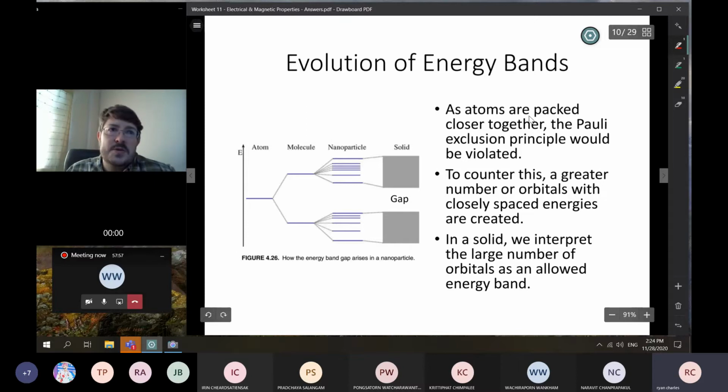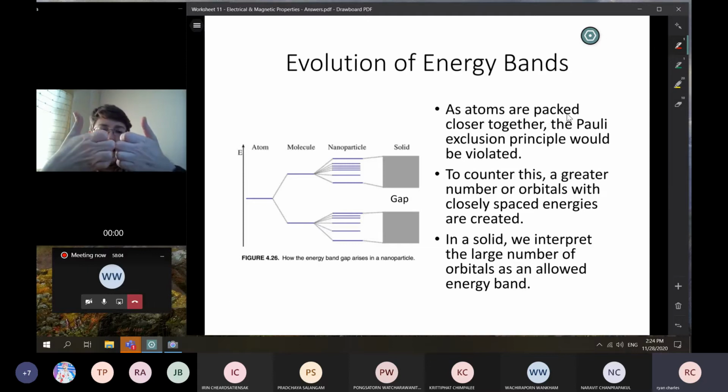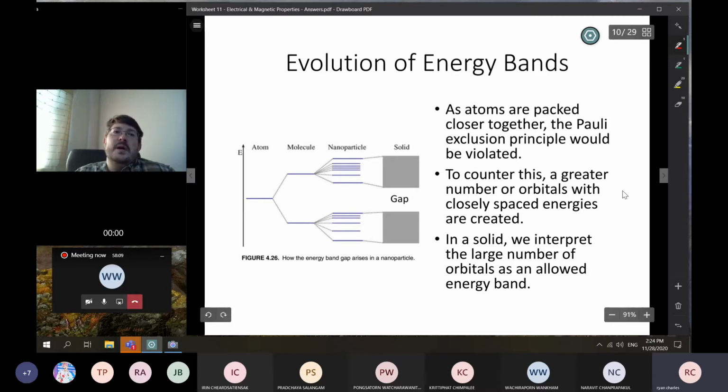So as atoms are packed closer together, Pauli exclusion principle would be violated, right? You can't have two identical atoms overlapping their electron orbitals, right? We violate exclusion that way. To counter this, a greater number of orbitals with closely spaced energies are created. In a solid, we interpret the large number of orbitals as an allowed energy band, right? So it's allowed to occupy in here.